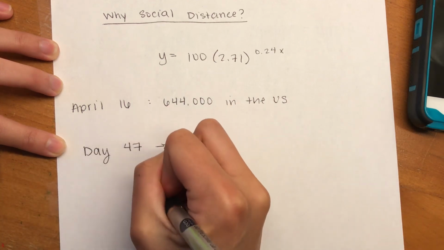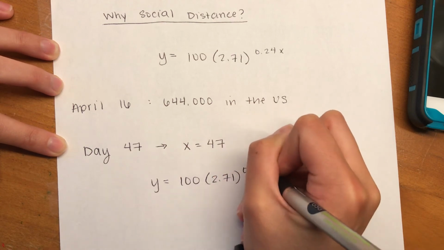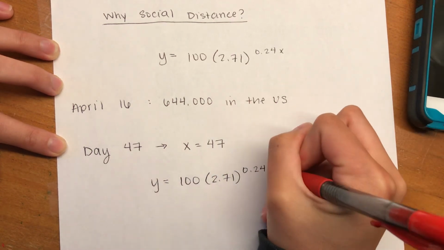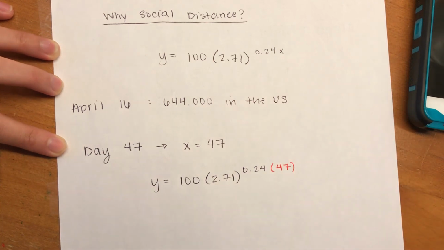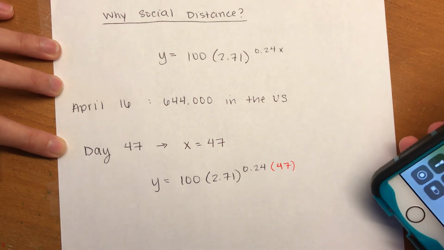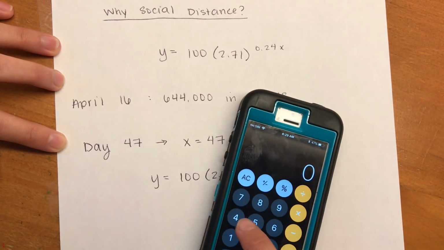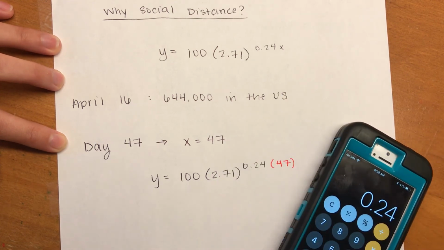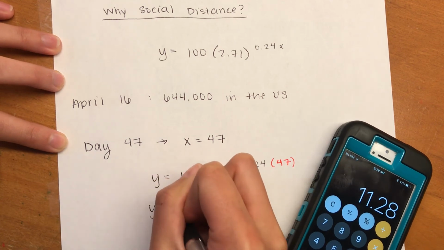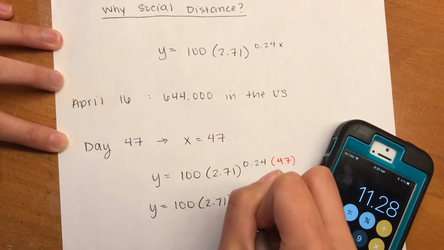So I'm going to have y equals 100 times 2.71 to the 0.24 times, and now I'm substituting in 47. All right, so let's do some math in the calculator because I can't do that in my head. So I'm going to say, okay, day 47 times 0.24. Okay, so I get 11.28. So now I'm going to rewrite my whole equation, 100 times 2.71 to the 11.28.